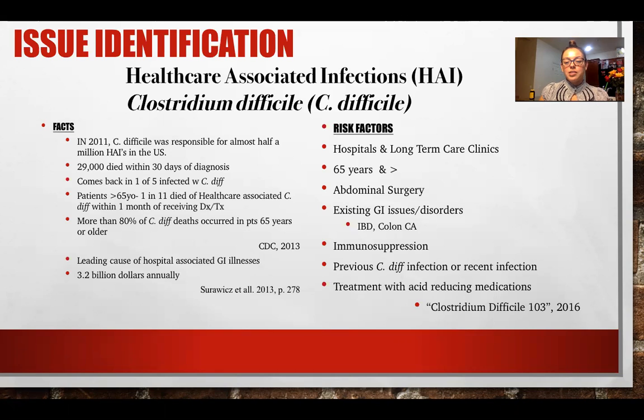So for risk factors, the risk factors that I found: hospitals and long-term care clinics, if you're a patient there, anyone 65 years of age or older, a person undergoing abdominal surgery, a person having existing GI issues or disorders such as IBD or colon cancer, patients with immunosuppression, be it cancer, HIV, etc., a previous C. diff infection or recent infection, treatment with acid-reducing medications.